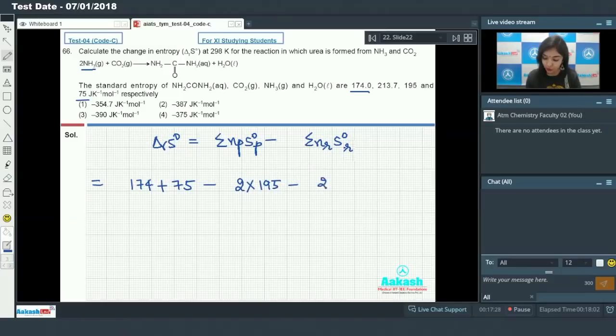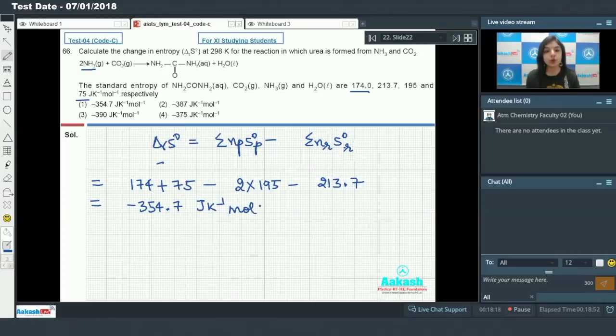So it is 213.7. Okay. If you calculate this, it will come out to be minus 354.7 joule per Kelvin per mole, as all the values are given in joule per Kelvin per mole. So option number 1 will be the correct answer.